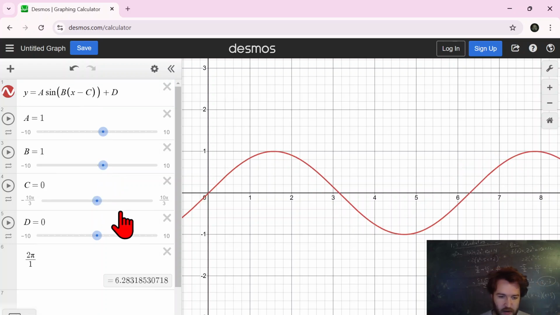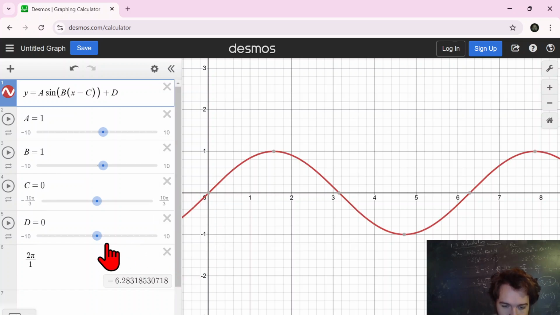This is a normal sine wave. Let's talk about what c does now. So c is a value that controls the shift of this particular type of function. So keep your eye on this 0, 0 point.